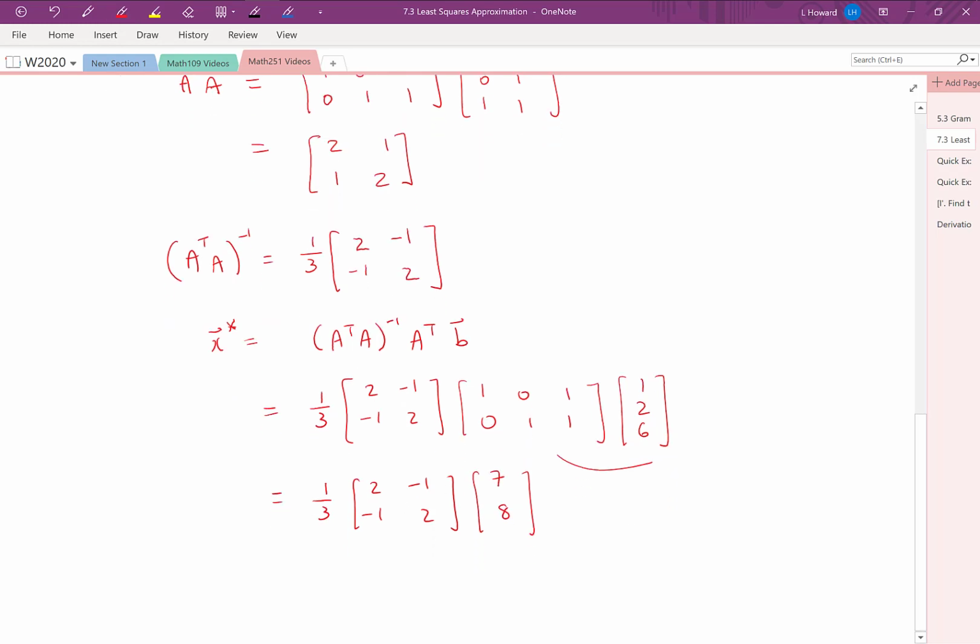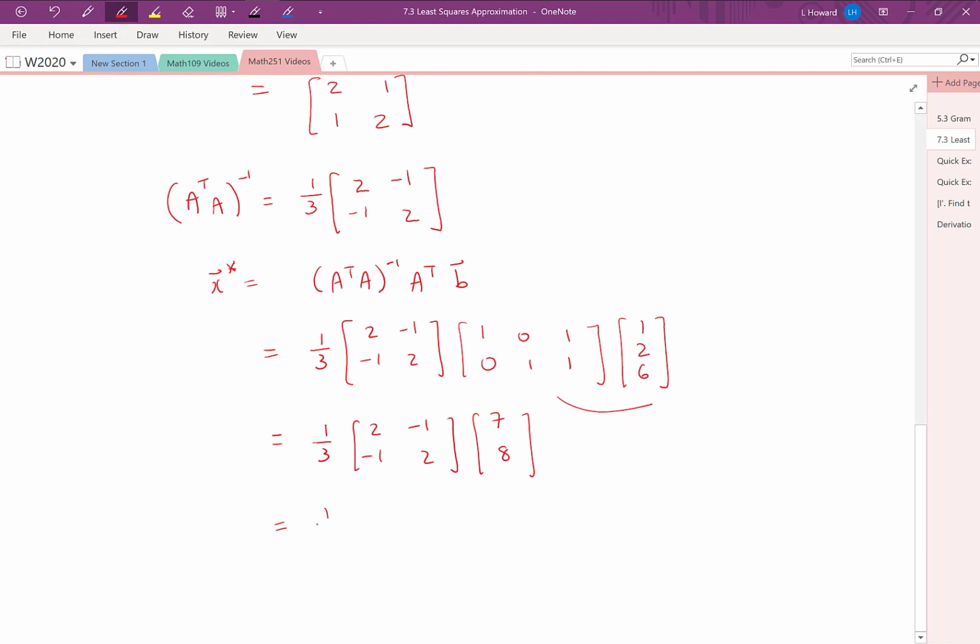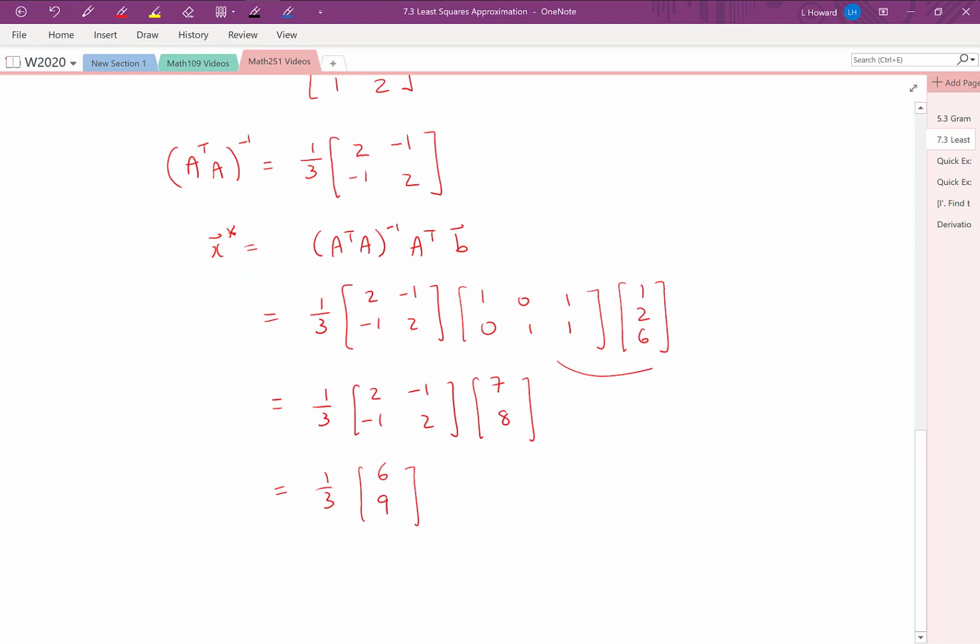Okay, so we'll keep our 1/3 in front, and now we're going to multiply the 2 by 2 matrix times the 7, 8. That's going to give us 6, 9, and if we like, we can divide both those constants through by the 3. So (2, 3) is our least squares solution. That's our first example of actually finding the least squares solution.